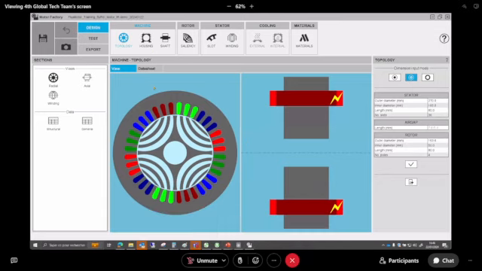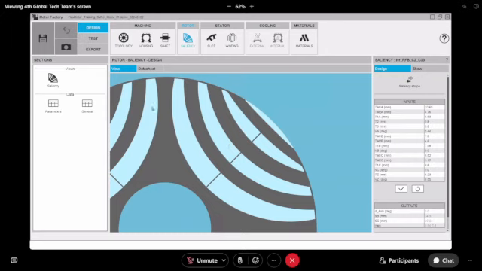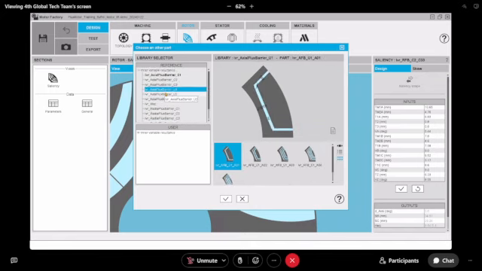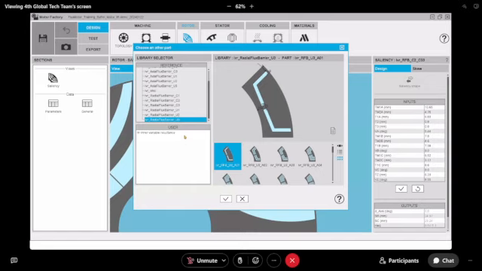Then you have the shape of the rotor that you can select from already a lot of shapes here. As you can see, there is a radial and axial lamination.